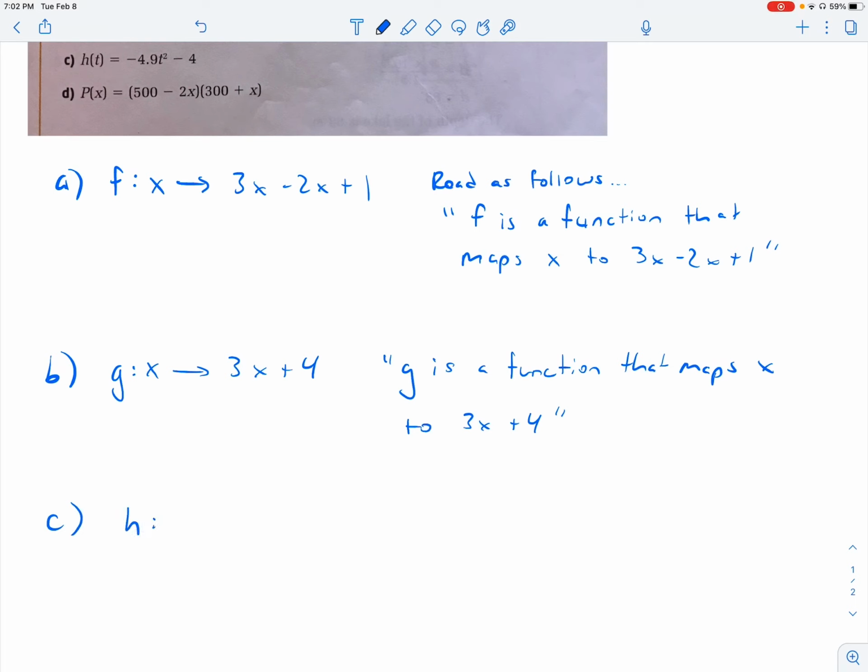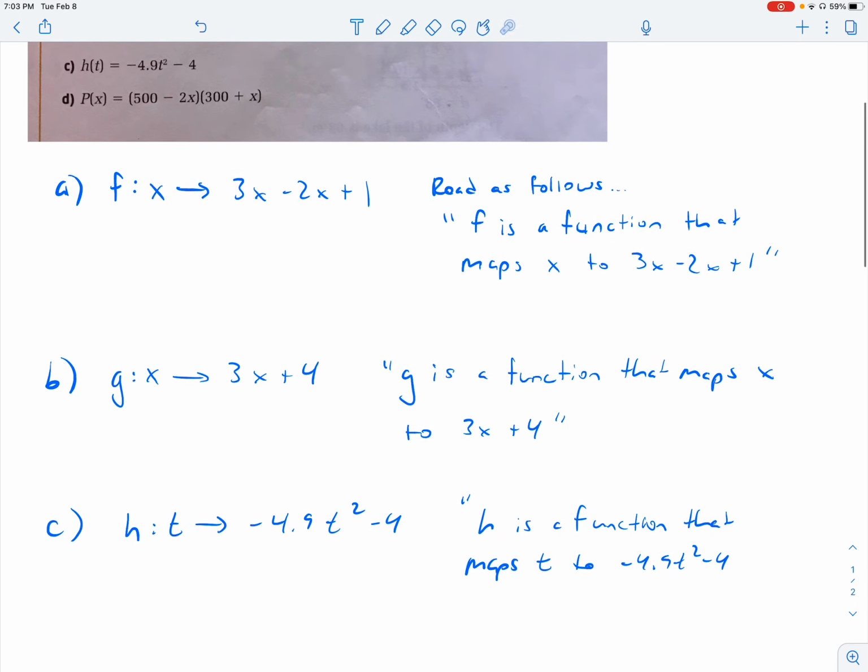h is a function that maps t to the equation negative 4.9t squared minus 4. Okay, so h is a function that maps t to negative 4.9t squared minus 4. So it's kind of like the mapping diagram, how the x values map over to the y values, or domain maps to range.